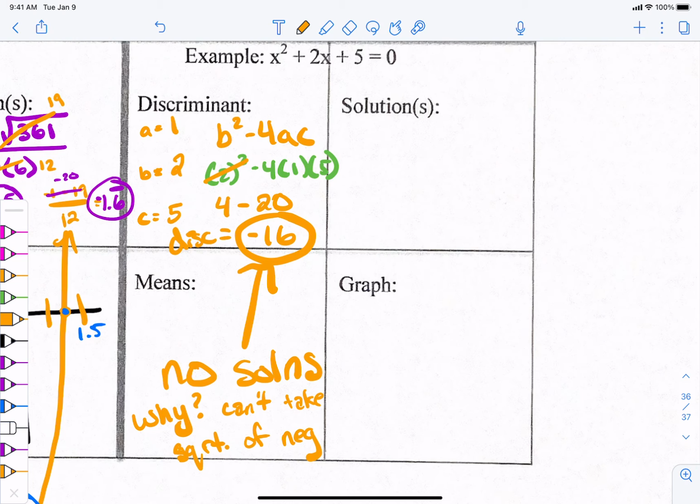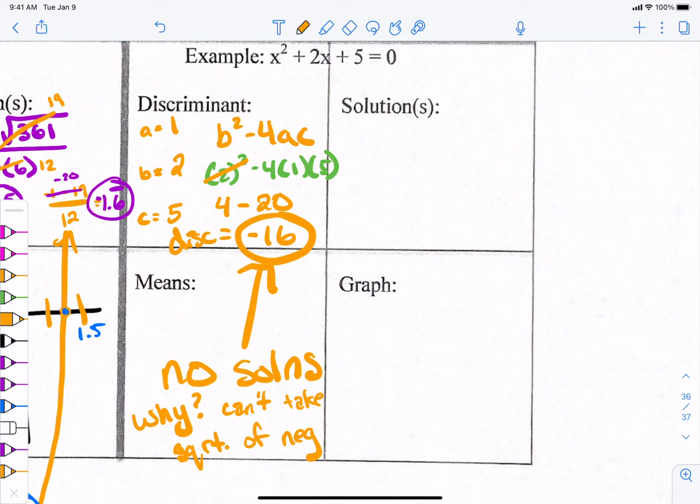All right, all done. Okay, negative 16. Did you get that for your discriminant? Yes, perfect. No solutions. Why not? Because it's negative, you can't take the square root of a negative. All right, this is kind of frustrating for kids sometimes. We just said that there was no solutions.